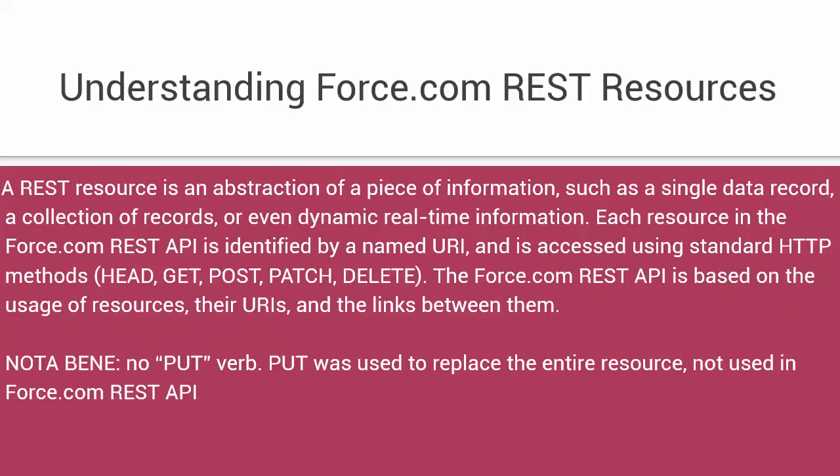Understanding Salesforce REST resources. A REST resource is an abstraction of a piece of information, such as a single data record, a collection of records, or even dynamic real-time information. Each resource in the Salesforce REST API is identified by a named URI, and is accessed using standard HTTP methods: GET, POST, PATCH, DELETE. The Salesforce REST API is based on the usage of resources, their URIs, and the links between them. Nota bene, there is no PUT verb. PUT was used to replace the entire resource and is not used in the Salesforce REST API.